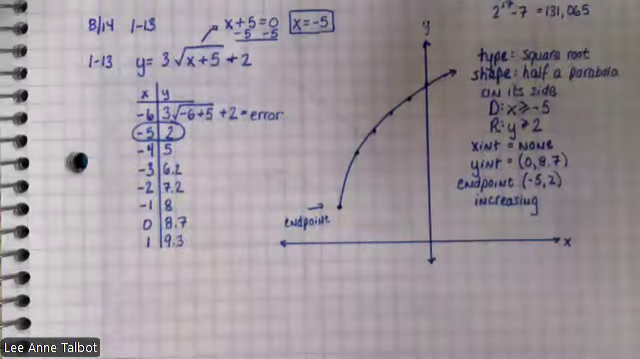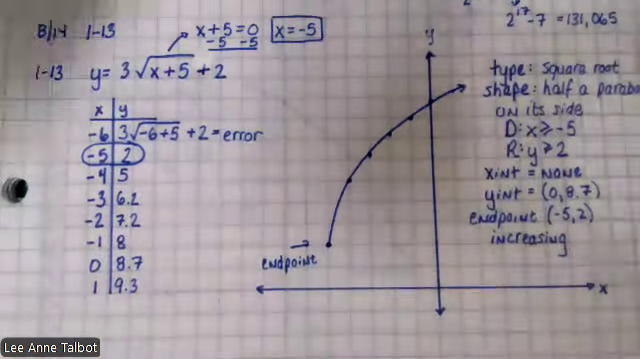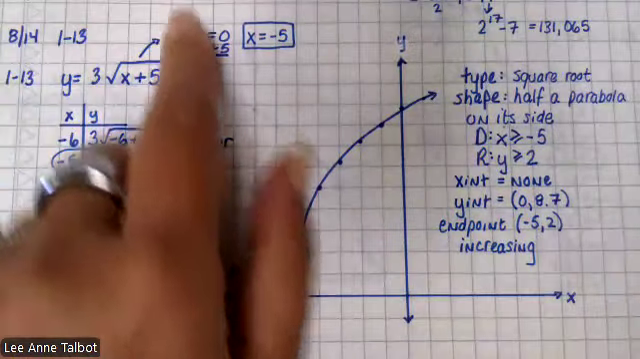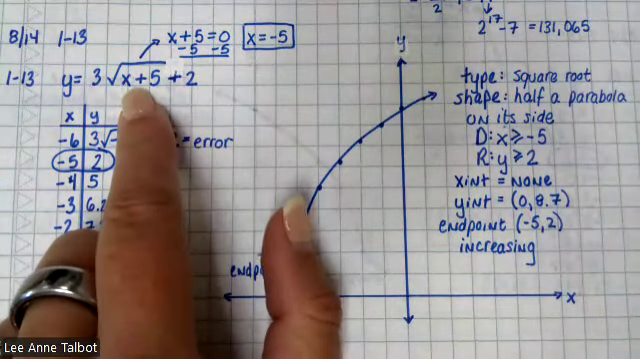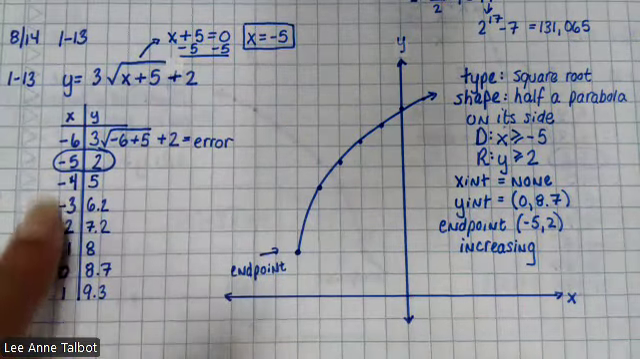Okay, guys, real quick, to save time. Remember, there's a way you can figure out where to start your table by setting the part underneath the square root equal to 0. And that will give you the number that you should start your table at.